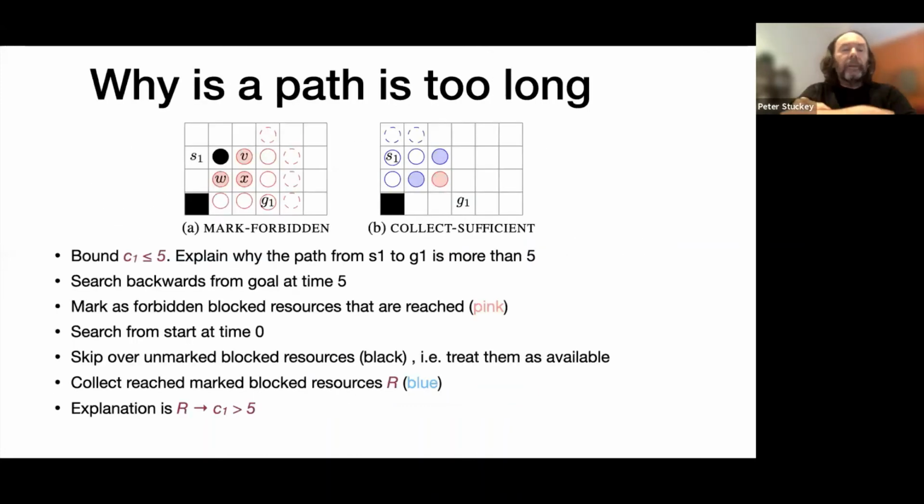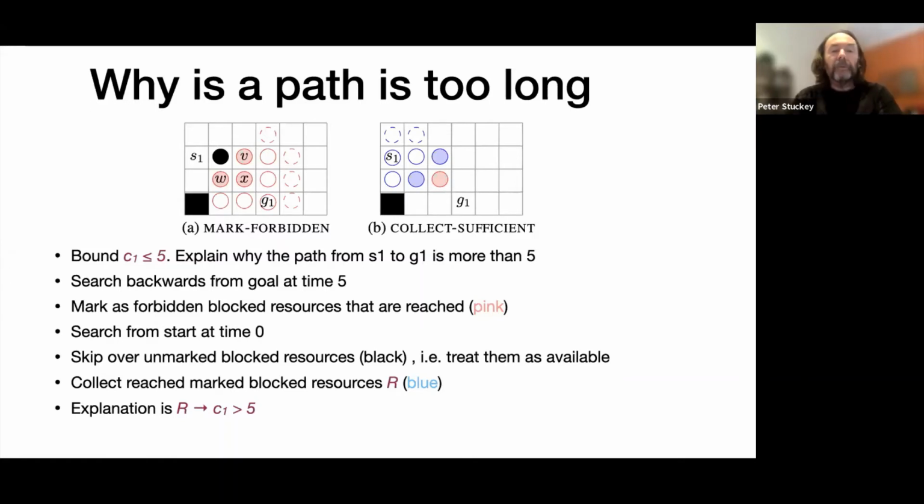So we need to be able to explain why a path is too long. If you look at this example, we've got a start location S1 and a goal location G1 for agent A1. And we've been given a bound that the cost of the path is less than or equal to 5. And now we end up finding there's no possible path. So how do we do that?